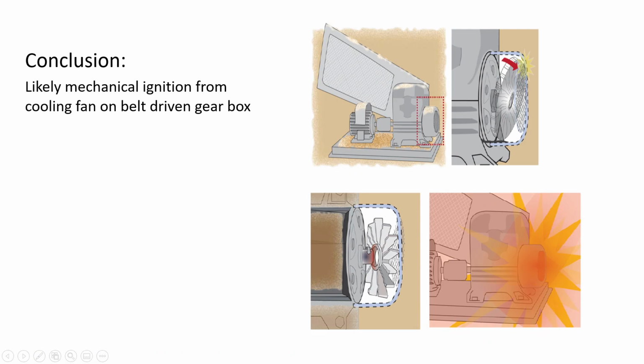The end culprit for this particular explosion, they said, was likely due to the mechanical ignition from a cooling fan on the belt-driven gearbox of an electric motor. So the cooling fan became loose, and it then came into contact with the protective shroud, which is also metal, and that caused sparking, which then ignited the dust which was around, and because there was so much dust, it was a catastrophic explosion. So, dust is dangerous.